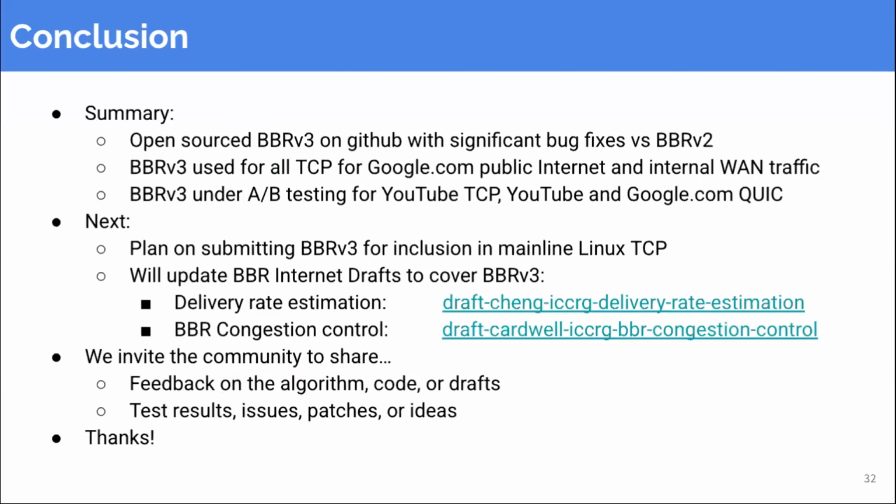So in conclusion, we've last month open sourced BBR version 3 with some significant bug fixes and performance tuning. And it's currently being used for all of Google.com public internet and internal WAN TCP traffic. So it has a lot of air miles on it, and we have high confidence in it. So you're welcome to test it out. It's under testing for YouTube traffic and click traffic.